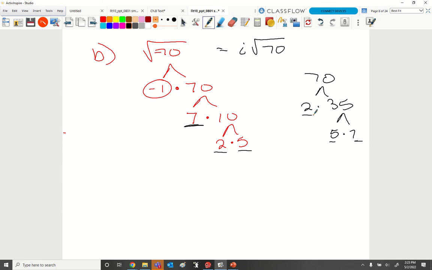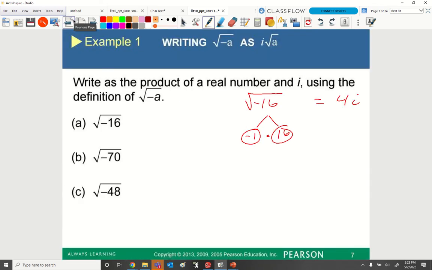All right, so let's go back. What's the next one? All right, factoring it, right? What's the first thing I'm going to factor? Very good, -1. So it's -1 times. I'm going to circle that because that one's already a perfect square. It's an i. It's going to go outside.